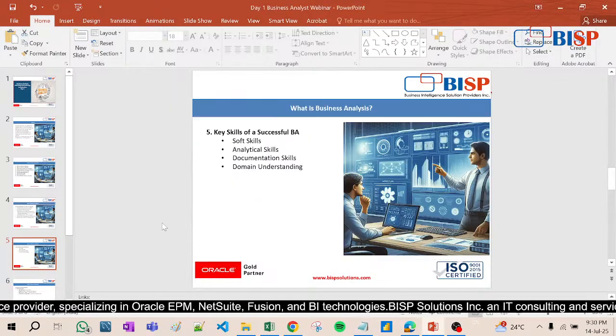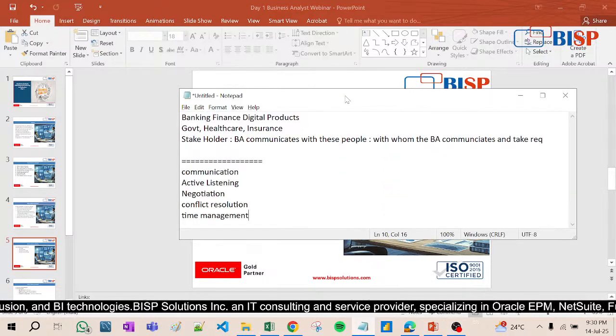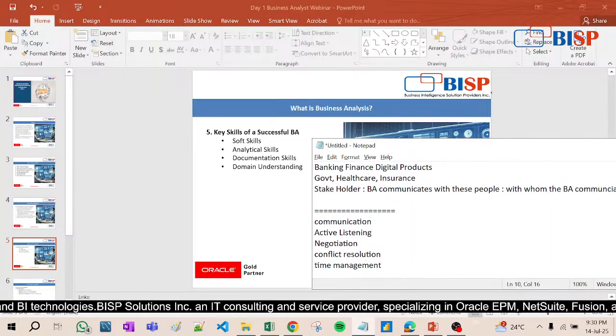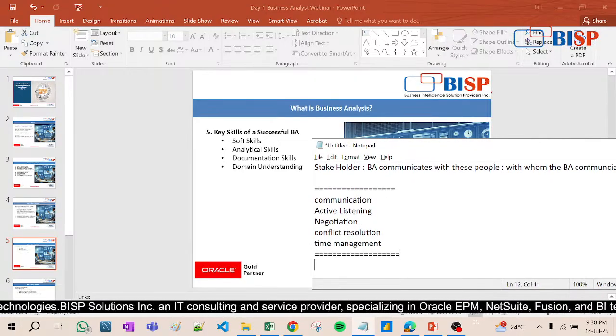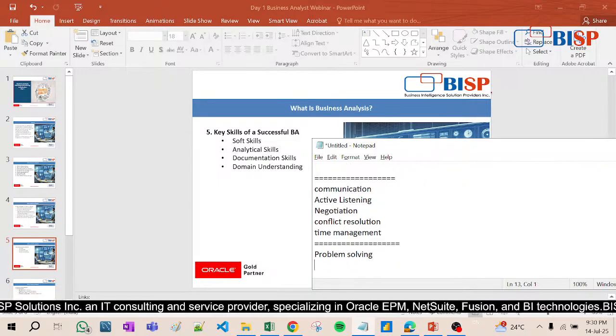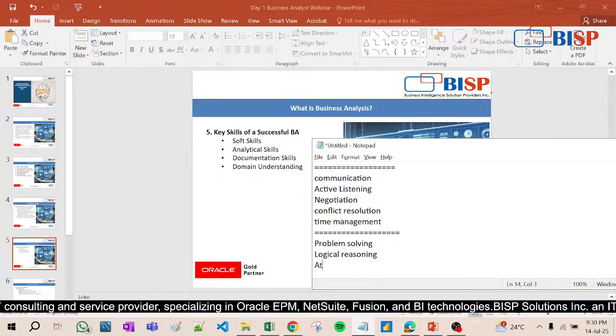Now let's talk about analytical skills, right? Now analytical skills means exactly what? Analytical skills include problem solving. Let me note down here. Analytical skills: that is problem solving. Another is logical reasoning. Third is attention to detail.